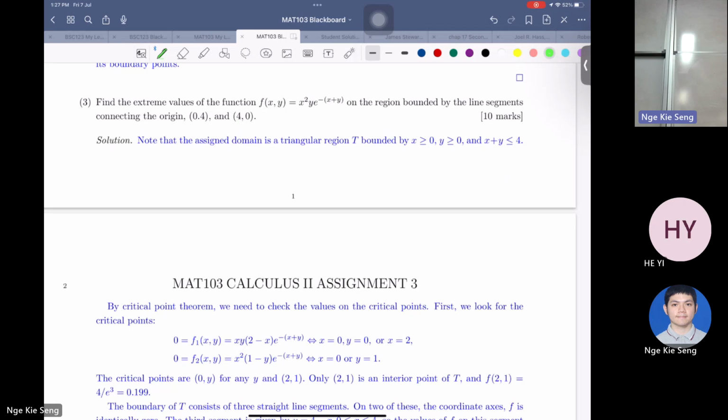Zheng missed out the origin. So you need to read the question properly in the exam. Make sure you read properly. So there is the origin, (0, 4), and (4, 0). So you make up a triangle, not just a line.